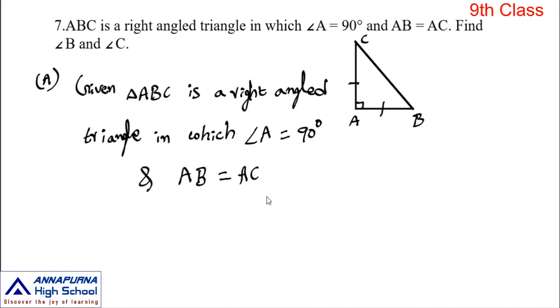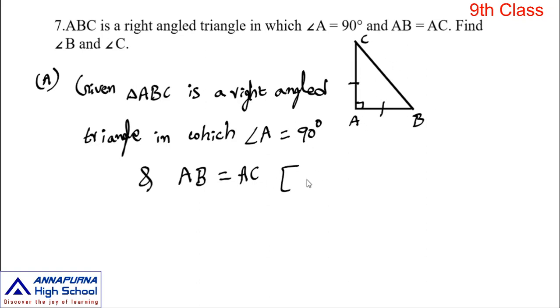By using theorem 7.2. What is the statement of theorem 7.2? Angles opposite to equal sides of an isosceles triangle are equal. This is an isosceles triangle, a right angled isosceles triangle.